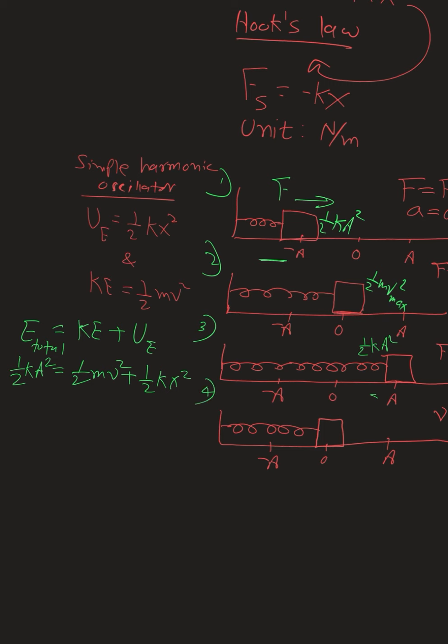Now, fourth position. Let's say this is the same as number 2. So I'm going to change this one to a different location. So let's say the block spring system is not at A, is not at 0. It's somewhere in between. If something is somewhere in between, where can it be? Let's say it is right here. So it's not at A, it's not at 0, but it is at some distance X.